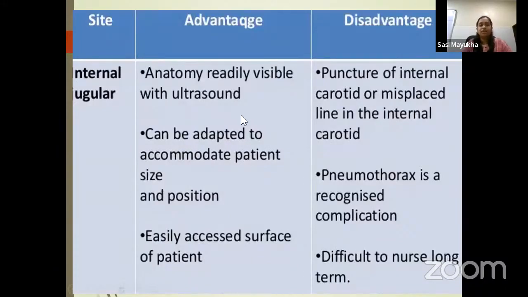So next, moving on to the advantages and the disadvantages of internal jugular. The anatomy is readily visible for us with ultrasound, and it is an easily accessible surface on the patient. The most important disadvantages are that a puncture of the internal carotid can happen and pneumothorax can happen.